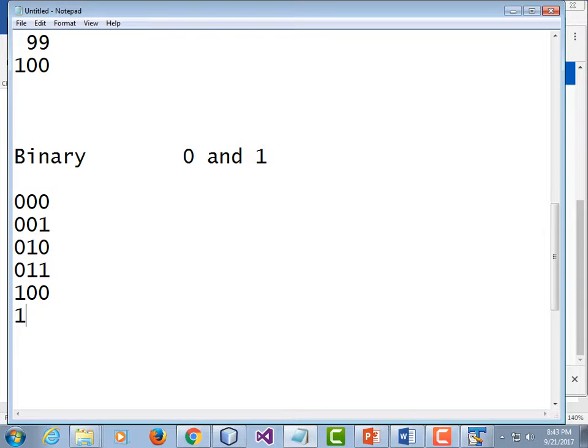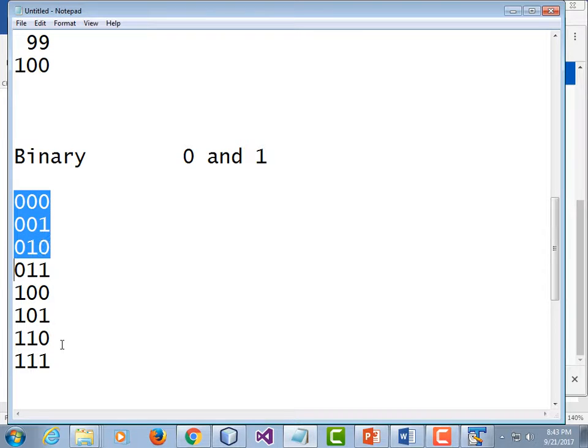And we could keep going. I think I've messed this up. There should be 8 different digits. Do I have those? 1, 2, 3, 4, 5, 6, 7, 8? Yep, I have them all right. Okay.